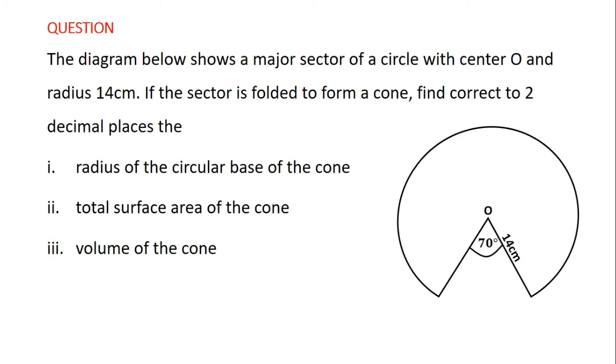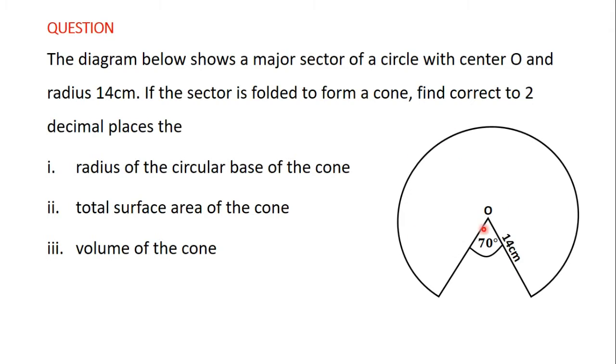The question for this video is: the diagram below shows a major sector of a circle with center O and radius 14 centimeters. If the sector is folded to form a cone, find, correct to two decimal places, I, the radius of the circular base of the cone, II, the total surface area of the cone, and III, the volume of the cone.